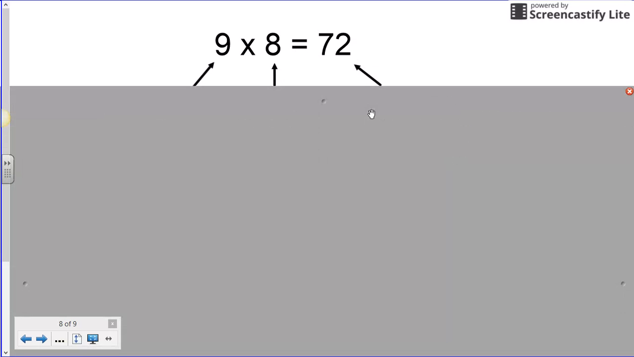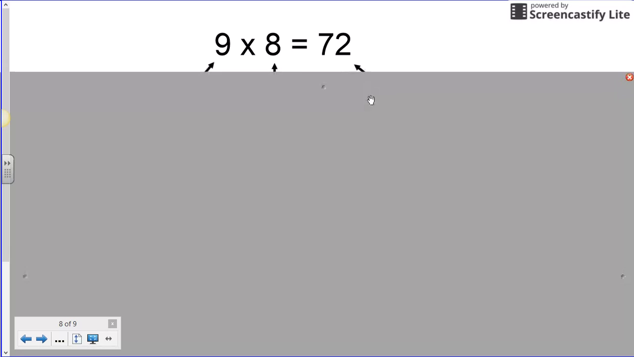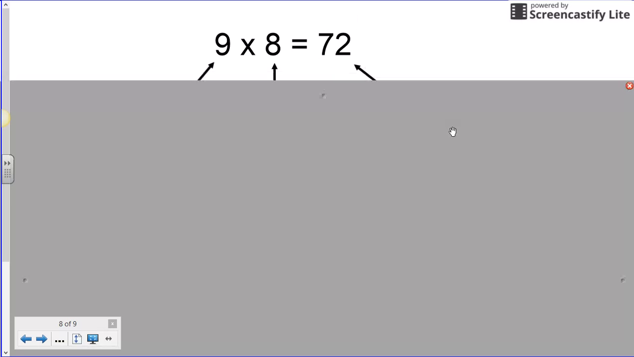Let's take a look at another example. Go ahead and tell me, what is your groups and your numbers in each group going to represent which words? You got it, factor and factor. And the total amount in all is going to be what? The product. You got it. Let's check our work.